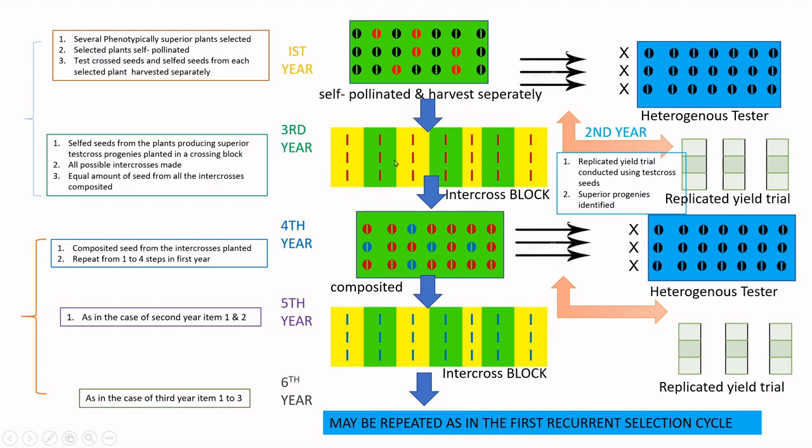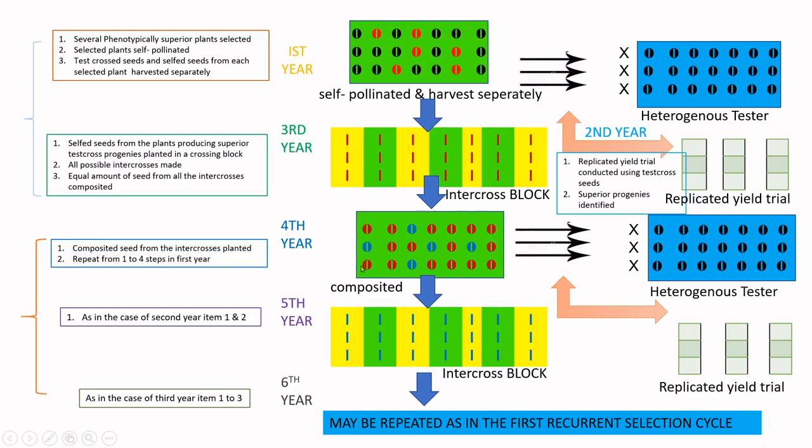Okay, so from the intercross blocks we are going to allow random mating by natural crossing. After that, the seeds are going to be composited. The seeds are going to be collected and grown in the next generation. From the next generation, it will act again as the base population, and we are going to again select superior plants.